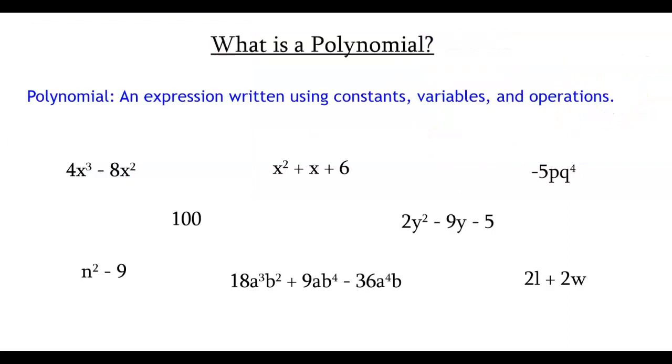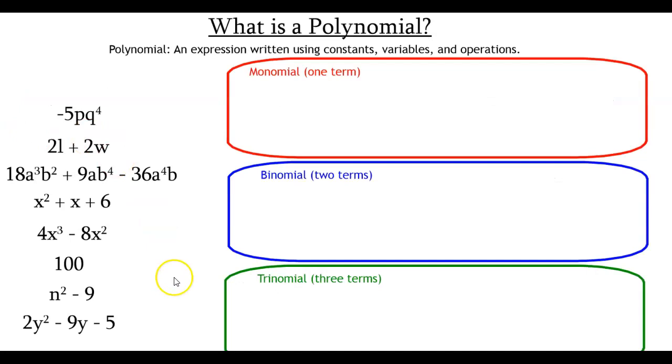All right, let's talk about the definition. Polynomial: it's an expression written using constants, variables, and operations. It's a little bit of a broad definition, but that's because it encompasses many things. Poly meaning many, nomial meaning, in this case, terms. So for example, all of these that are written down here are polynomials. Let's get to know some of them a little bit better by classifying them. The next screen is a classification screen.